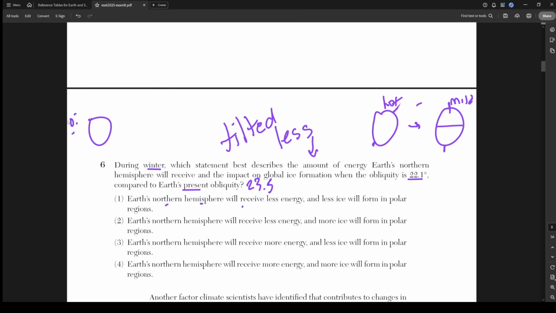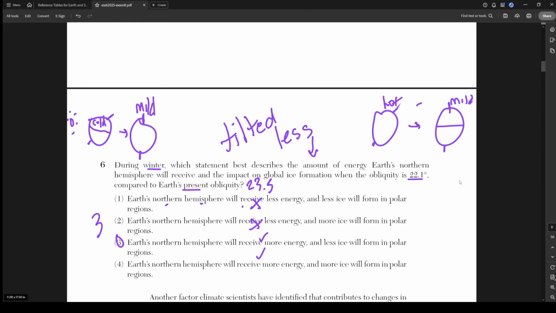If this is the sun, this is winter time, right? So it's cold in the northern hemisphere. And then you're saying we're going to tilt less. So let's just exaggerate it again. We're going from there to there. So if it was normally cold and now we're tilted less, we're going to be mild. So we're actually getting warmer. So Earth's northern hemisphere is going to get more energy. So this is right, so these are out. And if it's more mild and not as cold, we're going to have less ice forming. So that's going to be choice 3.